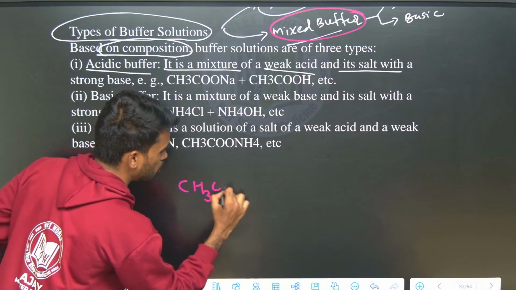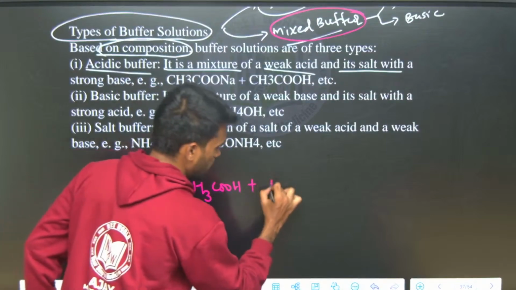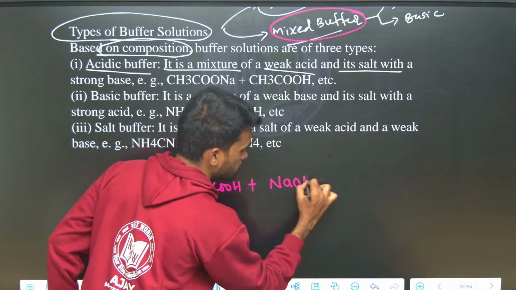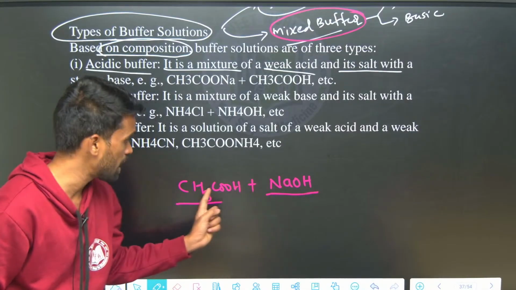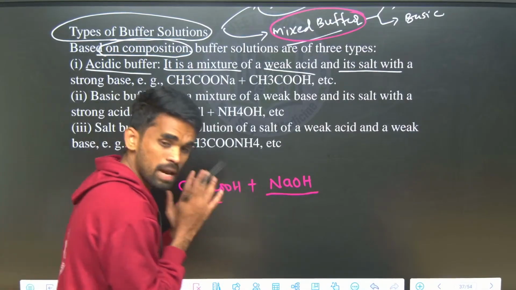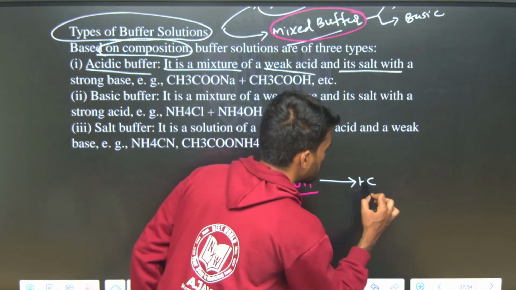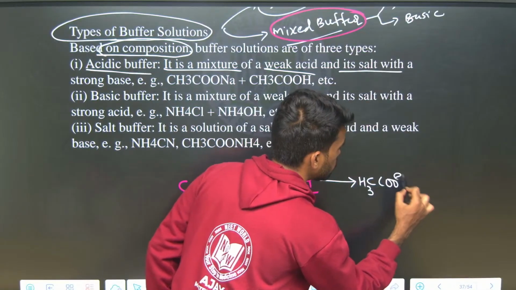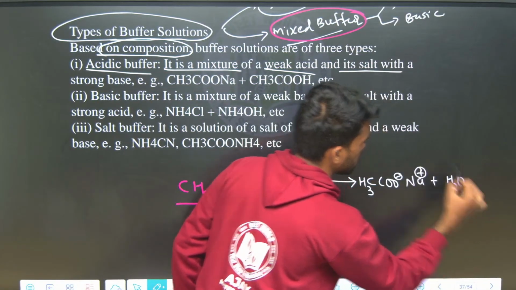Acetic acid is the simplest example everyone knows. Along with this I am taking a strong base, NaOH. Now, a weak acid and a strong base, so a simple acid-base reaction takes place. So tell me what the resulting solution will be? Na+ plus H2O will be there.